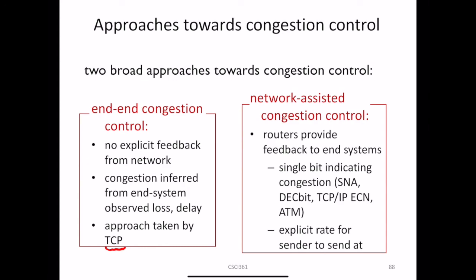For this one, the routers will provide feedback to end systems. So you can see there's involved work for the routers, such as a single bit indicating congestion. Here we list a number of protocols which use this network-assisted congestion control. Also for this version, the routers give an explicit rate for the sender to send at. So the routers will help the senders know how fast they can send packets out.